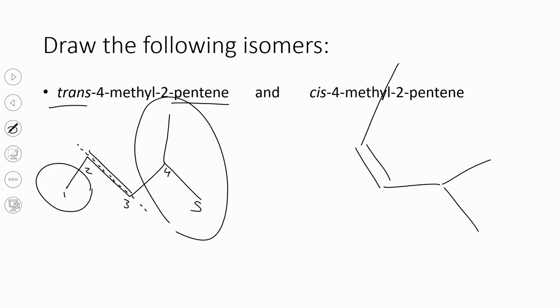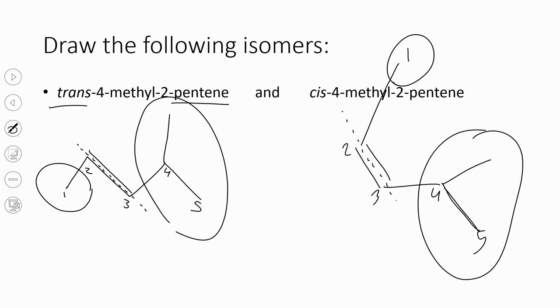So then I still have 1, 2, 3, 4, 5. I still have my double bond at the 2 carbon. Let's draw 1, 2, 3, 4, 5. My methyl group is at 4. But if I cut my double bond, the methyl group and my isopropyl group are now on the same side of the double bond. So this one is the cis isomer, they're on the same side.